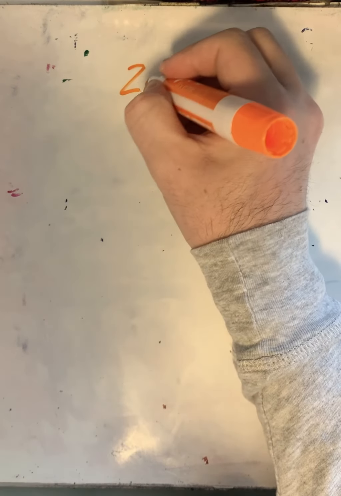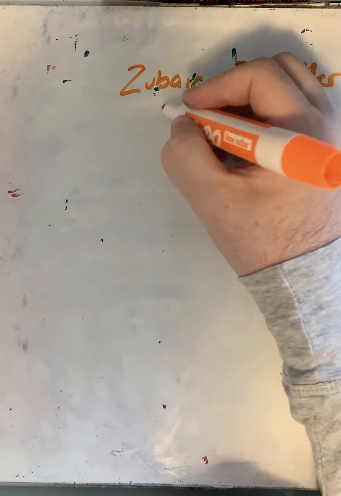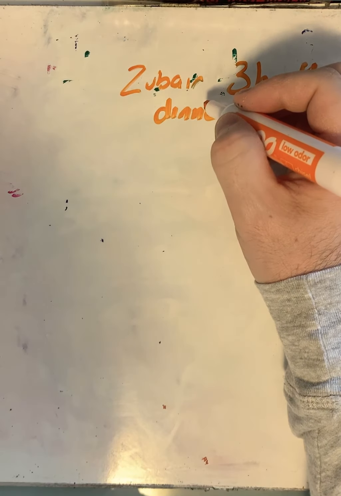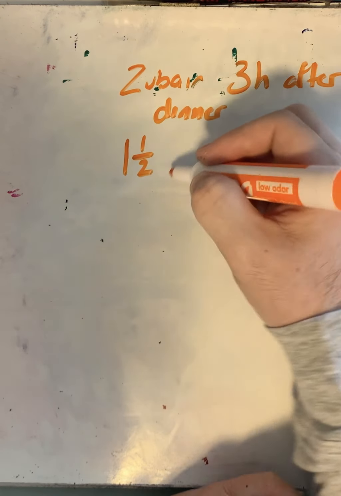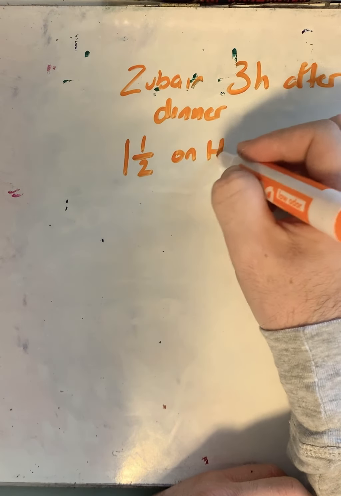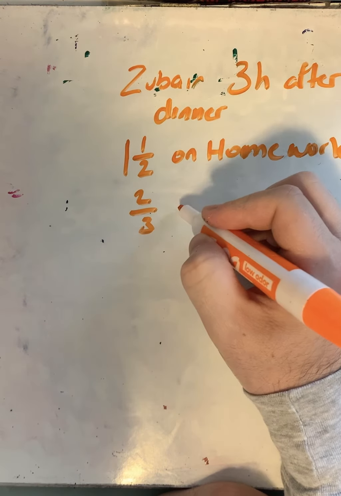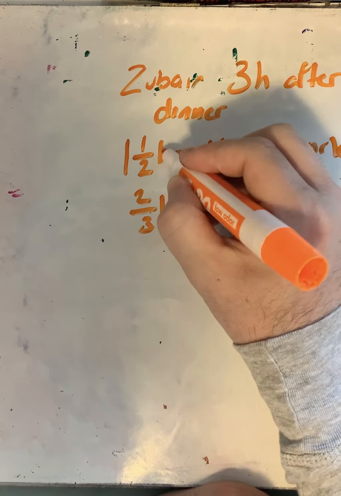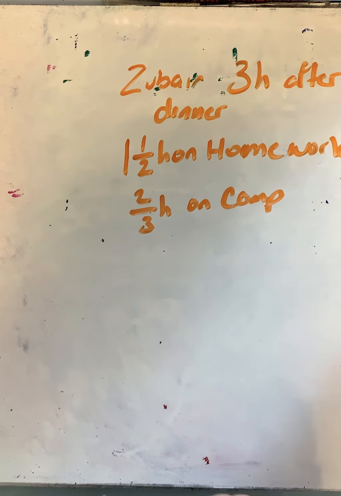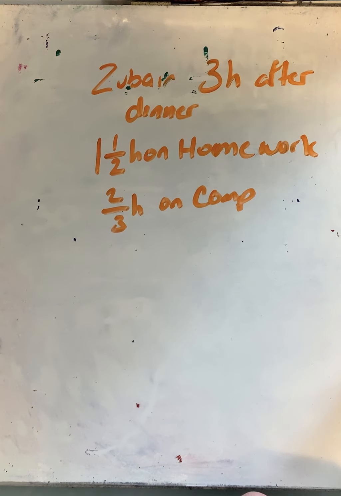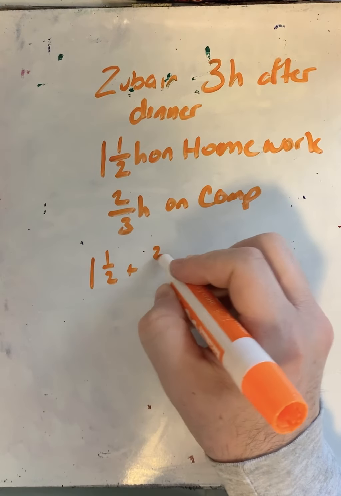So Zubair, he goes to bed 3 hours after dinner. And before he went to bed, he spent 1.5 hours on homework. And he spent 2/3 of an hour on the computer. So how many hours did he spend in total after dinner doing something? So 1.5 plus 2/3.